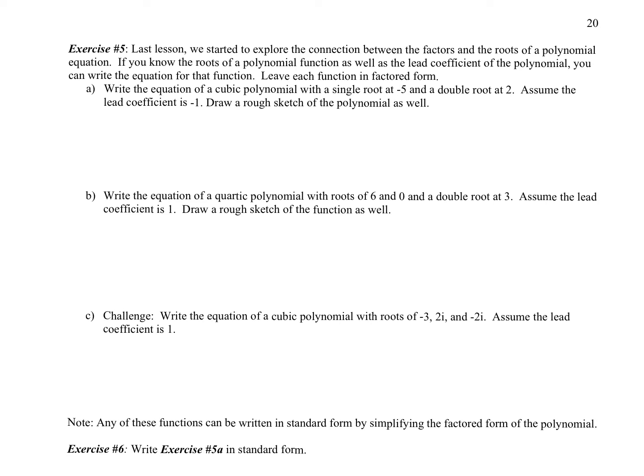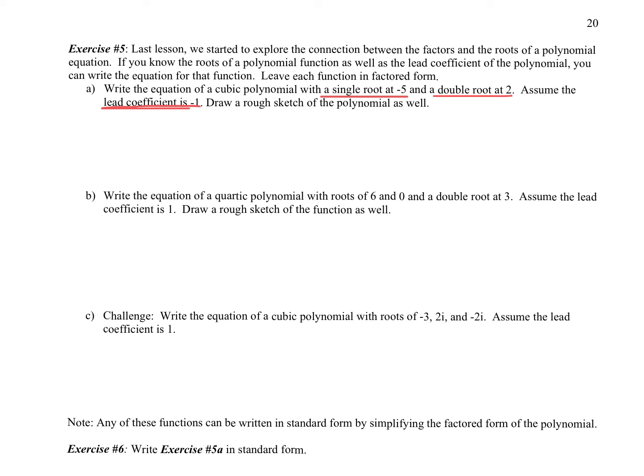On this page, we're going to start to take information about graphs and write the equations of those functions. It says, write the equation of a cubic polynomial with a single root at -5 and a double root at 2. Assume the lead coefficient is -1. There are actually an infinite number of polynomial equations that go through the same roots, but if we know the lead coefficient, there's only one possible equation.